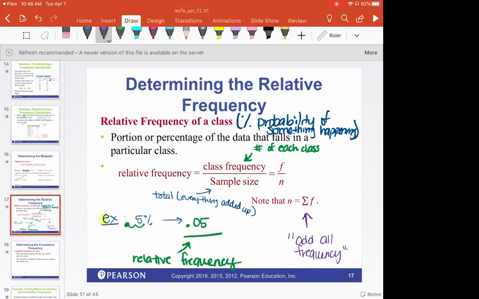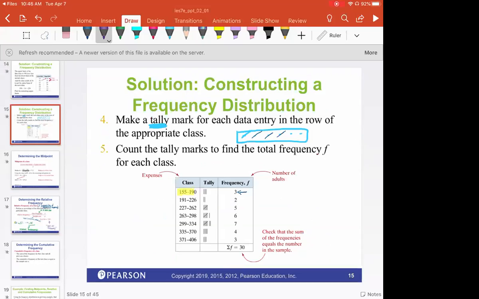So I'm going to jump back to slide 15. We have that there. Our frequency is each number. So under the class of 155 to 190, we had 3 numbers that fell under that. So taking a look at that first class, for each one, I had a set of numbers that fell under that range. Once I added them up, we got a frequency of 30. So that's that sigma F.